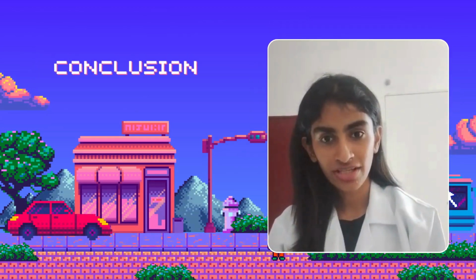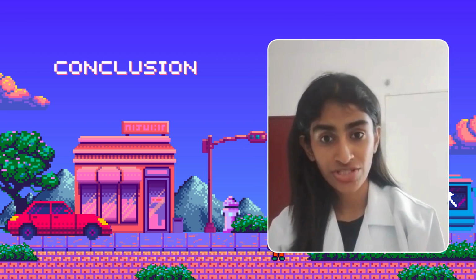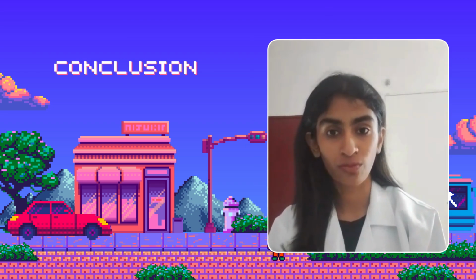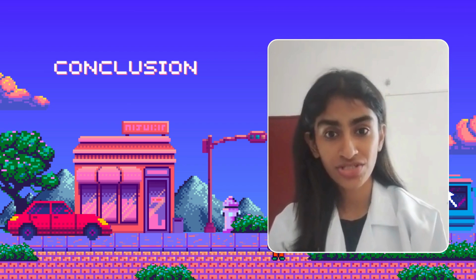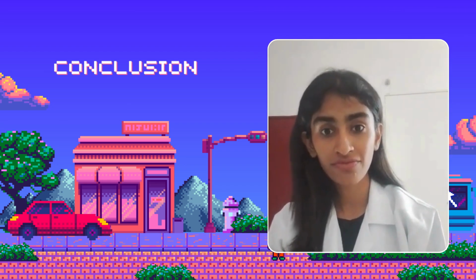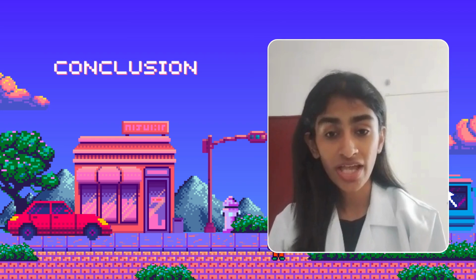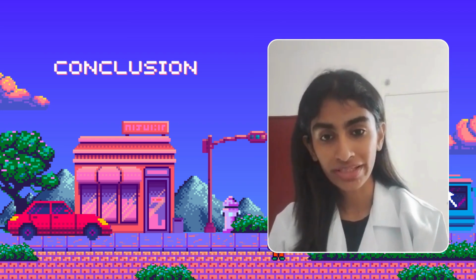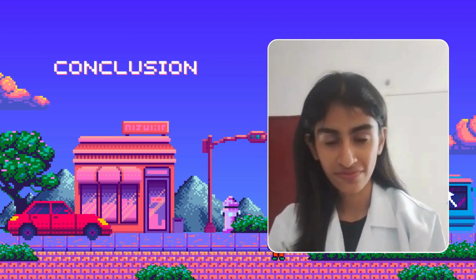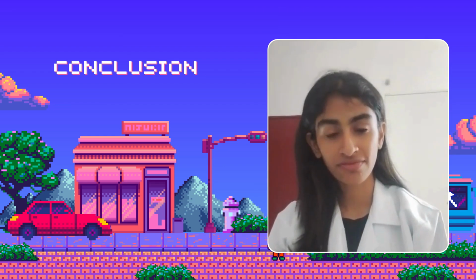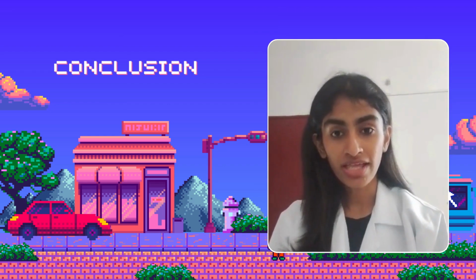In conclusion, this experiment shows that temperature affects the rate of diffusion in water. Higher temperature increases the kinetic energy of molecules, causing the food coloring to spread faster and reach equilibrium quickly. This demonstrates how temperature influences diffusion and supports the concept of phase equilibrium in chemistry.